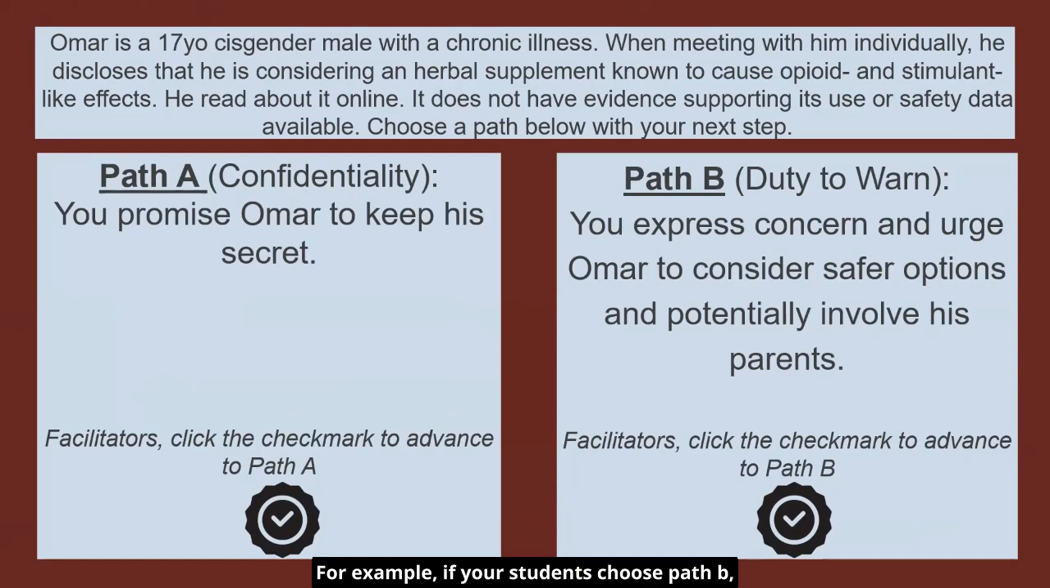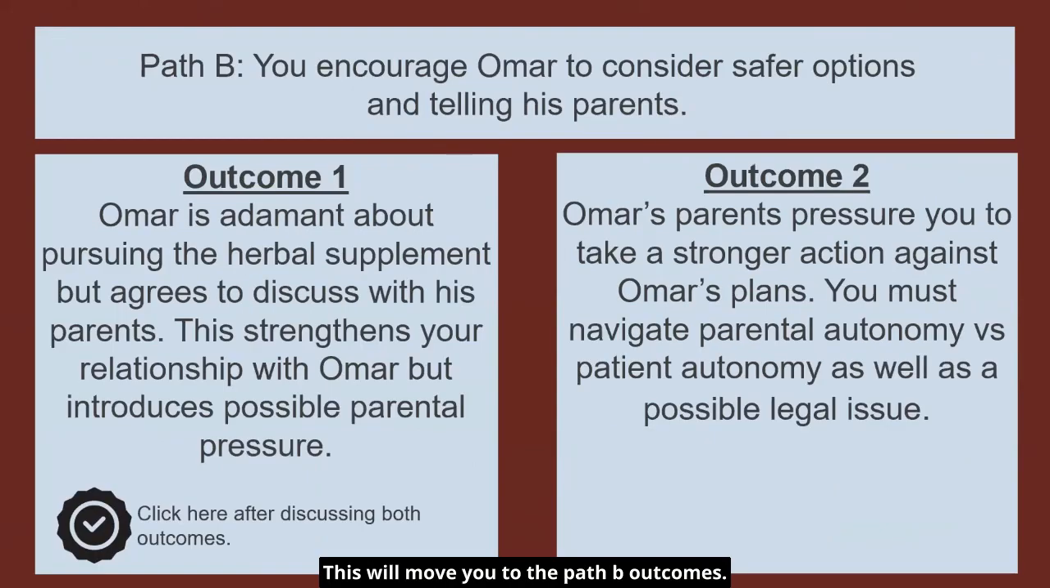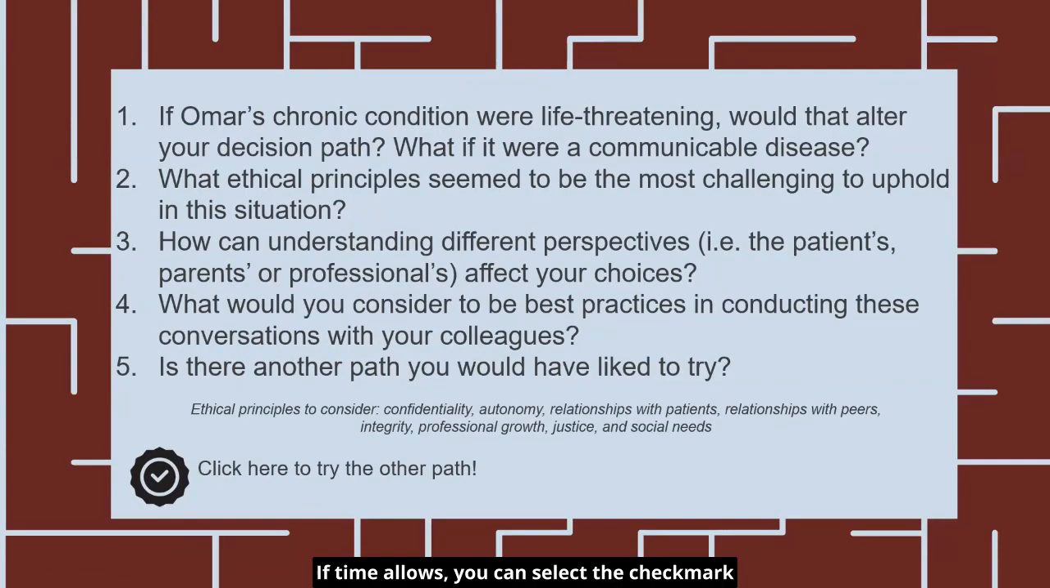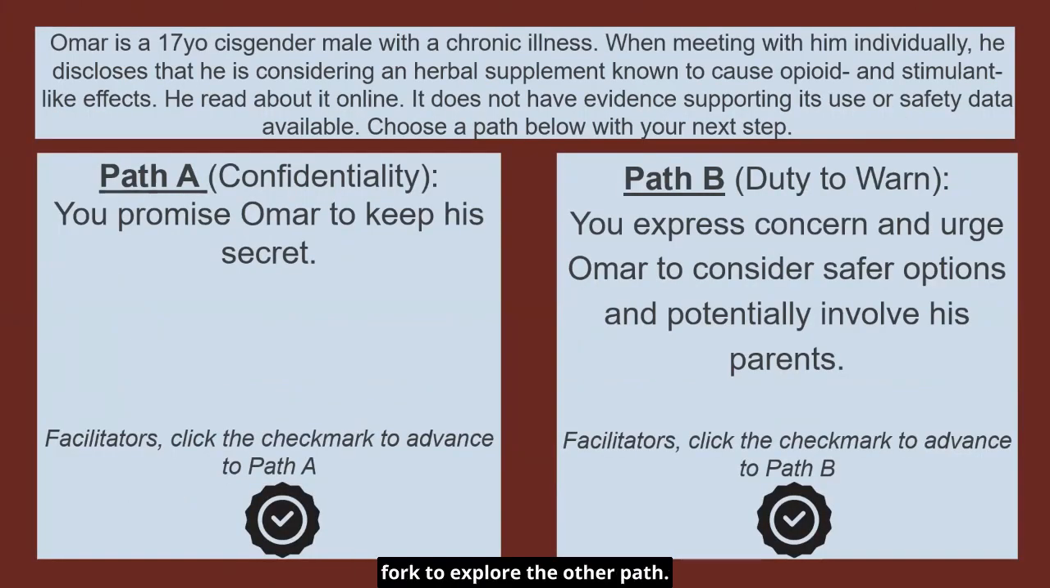For example, if your students choose Path B, you'll click on the check mark under Path B. This will move you to the Path B outcomes. After discussing the outcomes, select the check mark to move to the additional discussion questions. If time allows, you can select the check mark on this slide to return to the original fork to explore the other path. You will have 15 minutes for this part of the activity.